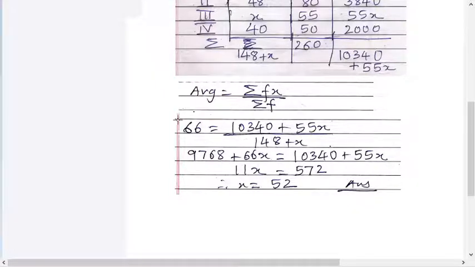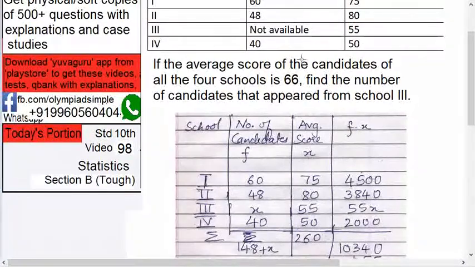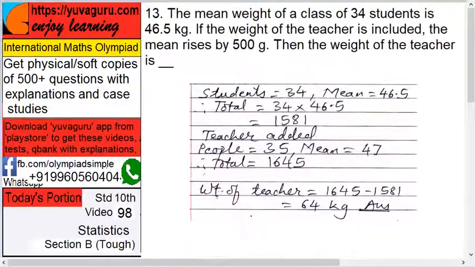Now we'll say how to do this. So again I'll say it has to be done by Vedic maths. It's very fast and you can do it on fingers. So solve this, 55X on this side and 9768 on the other side. So it becomes 11X and here it becomes 572. Right, therefore X equals 52. So number of candidates from school 3 is 52.